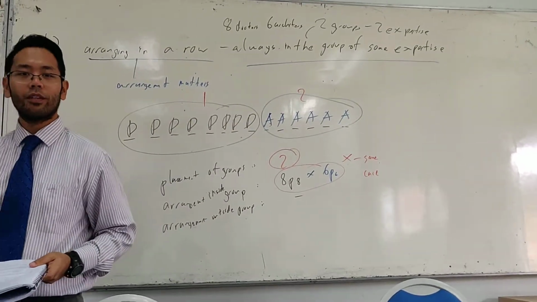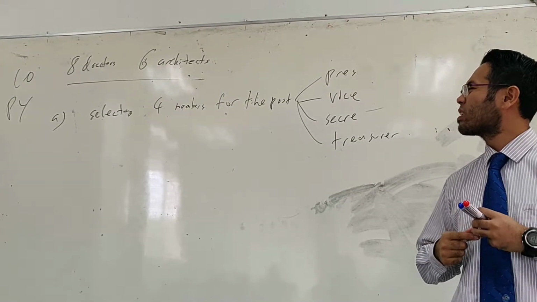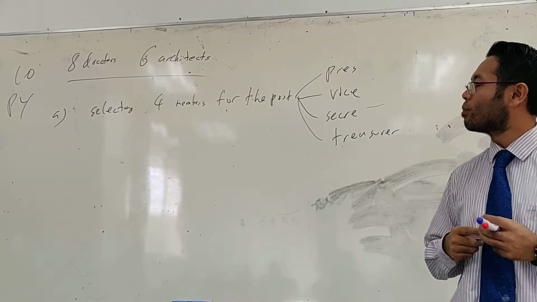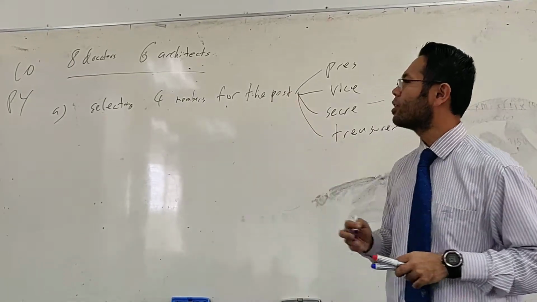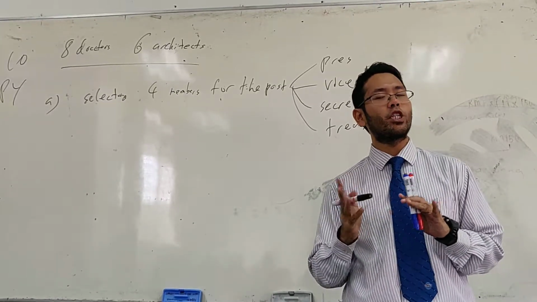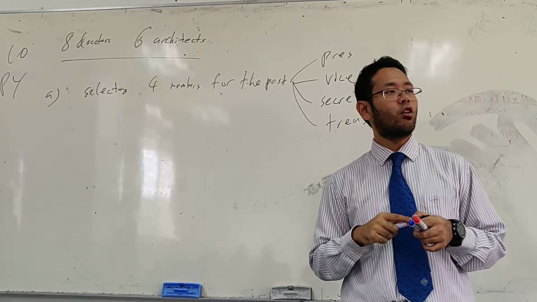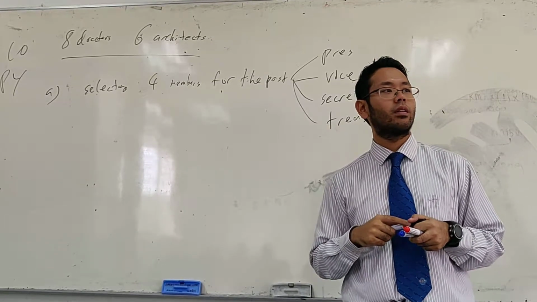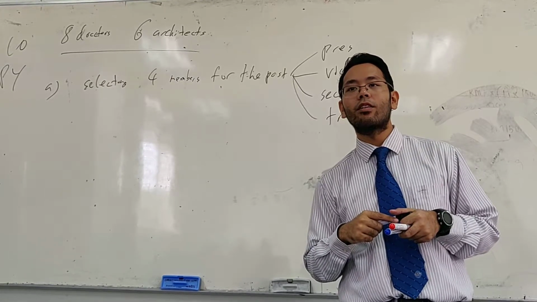I think we go back over here. Now what about this question? You want to select 4 members for the post of president, vice president, secretary and treasurer. First and foremost, is this combination or permutation? Why is it a combination? That's not an arrangement, or?